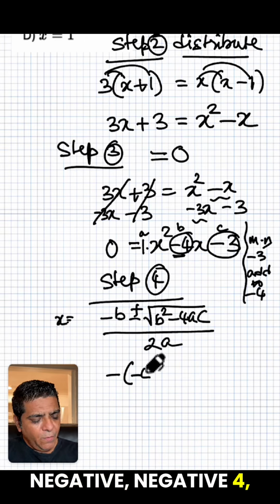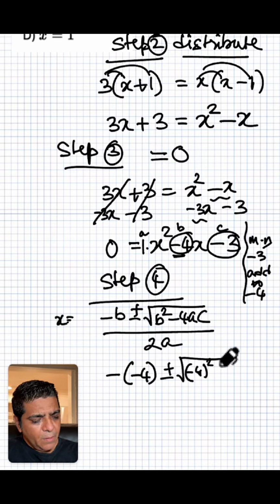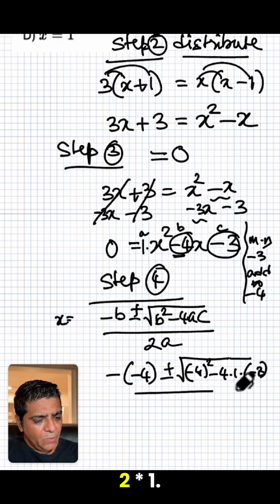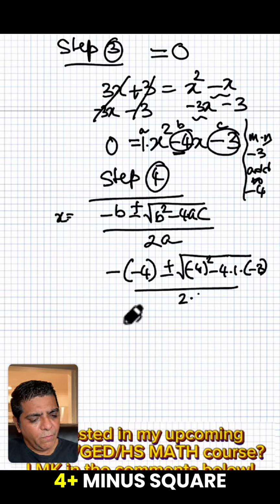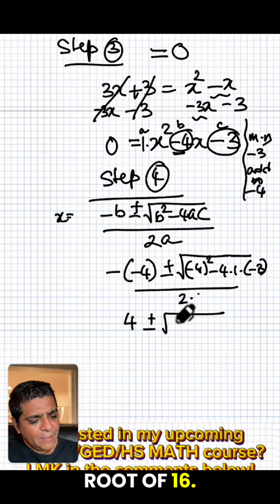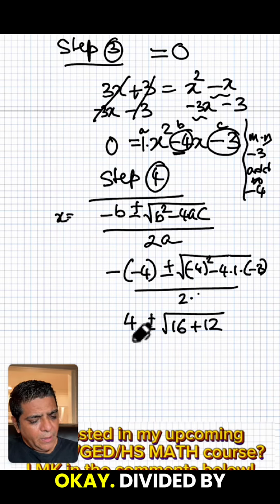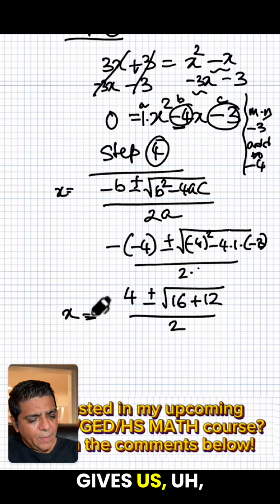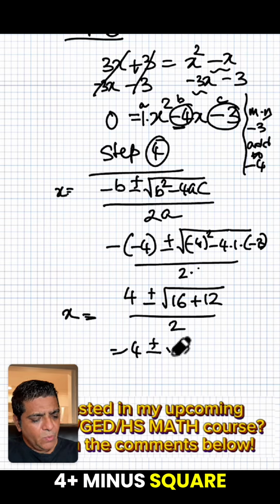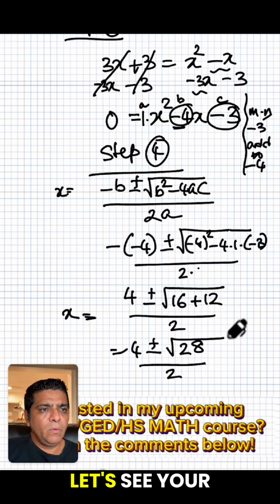Negative b is negative negative 4, plus minus square root of b squared, which is negative 4 whole squared, minus 4, a is 1, c is negative 3, divided by 2 times 1. Okay, so that gives us, let's go ahead and try to simplify that, negative and negative positive 4 plus minus square root of 16, negative 4 squared is 16, negative and negative positive 12, okay, divided by 2. So that gives us 28 in the square root, so that gives us 4 plus minus square root of 28 divided by 2. So 28 can now, let's see our answer choices.